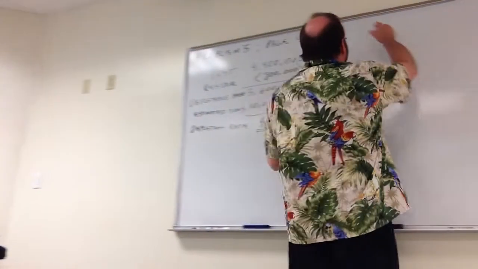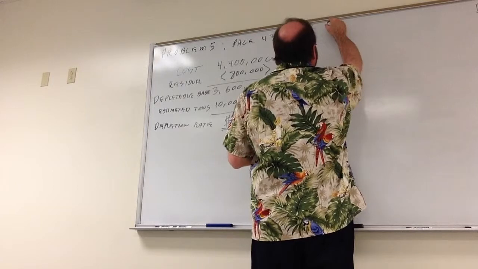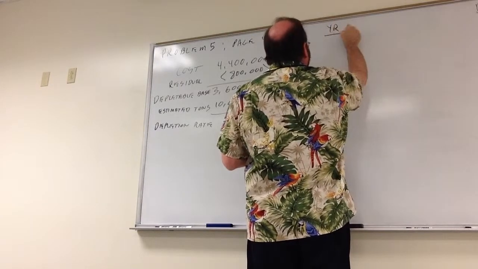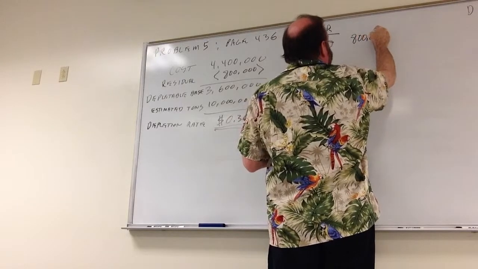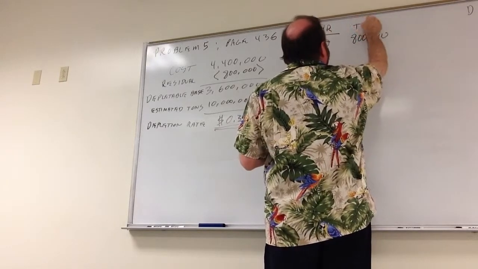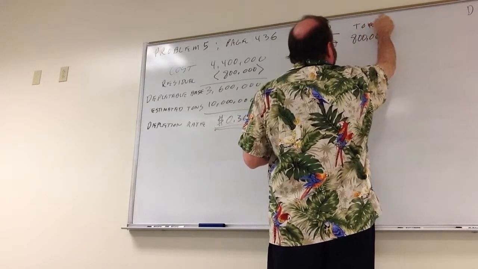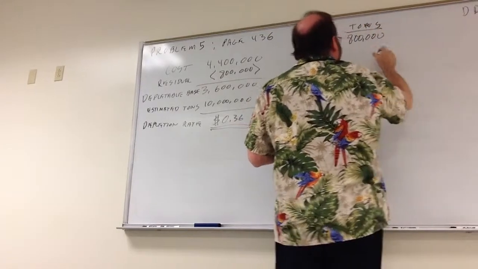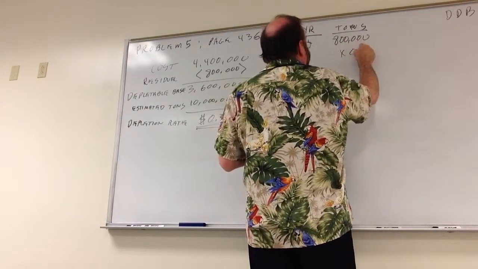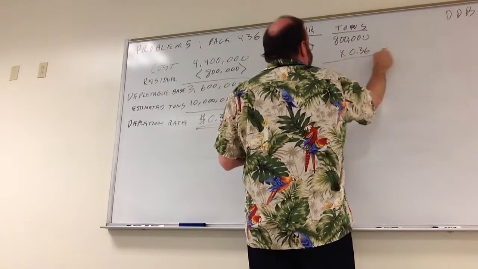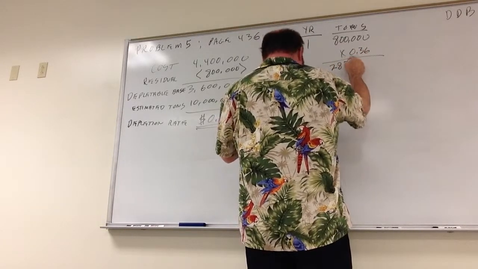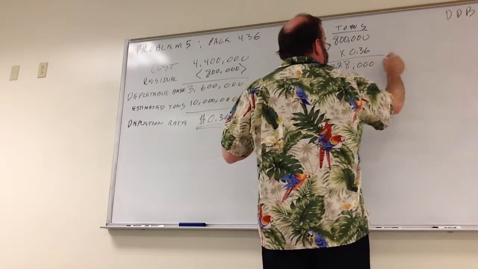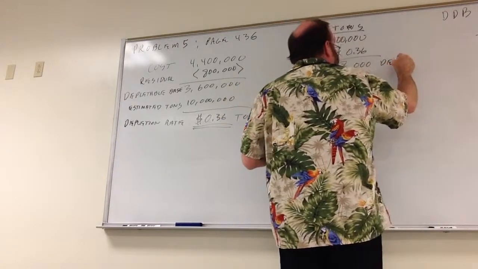So in the first year, you had 800,000 tons extracted. Multiply that by the 36-cent rate, and you get 288,000 as a depletion expense.